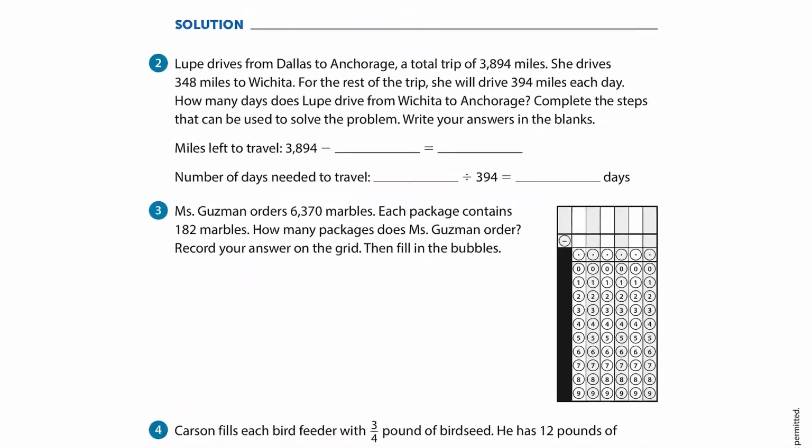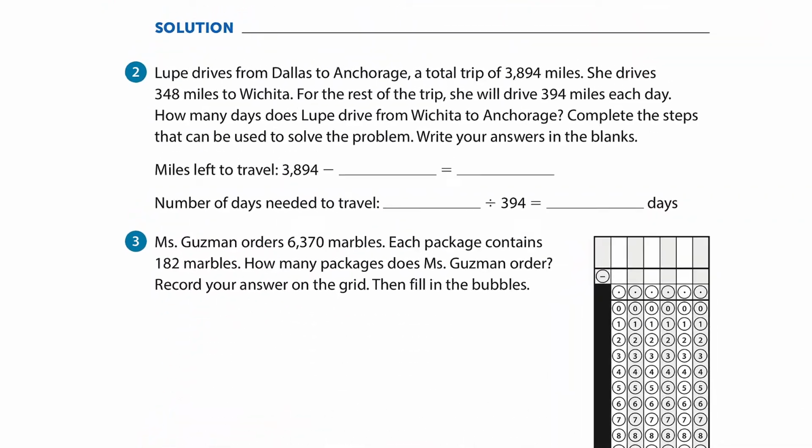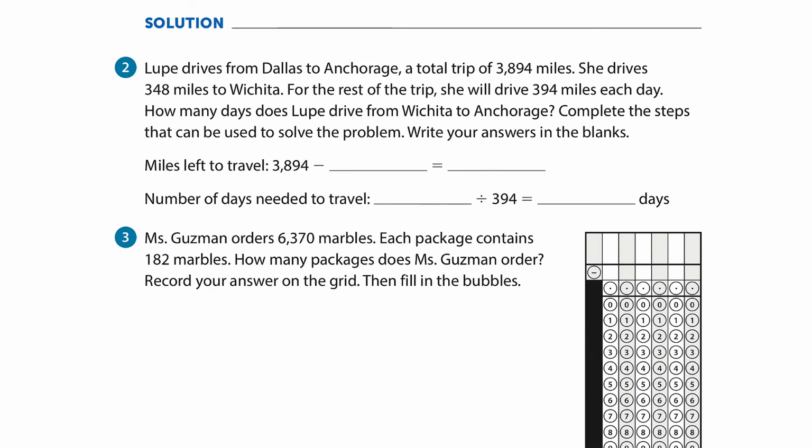Okay. Now looking at number 2, it says Lupe drives from Dallas to Anchorage with a total trip. So total, that's the entire journey. She drives 348 miles to Wichita. So that's just a part of it. For the rest of the trip, she's going to drive 394 miles each day. Okay, that each day is important, so we can separate it into each day. How many days does Lupe drive from Wichita to Anchorage?